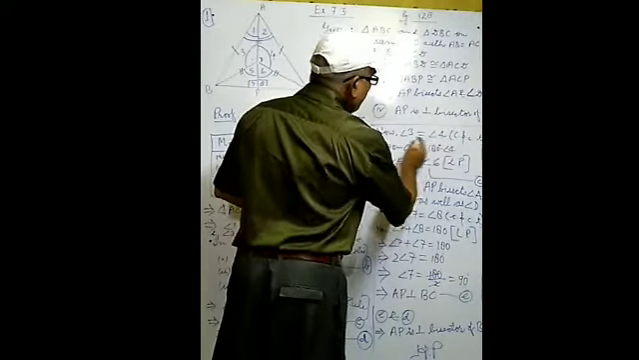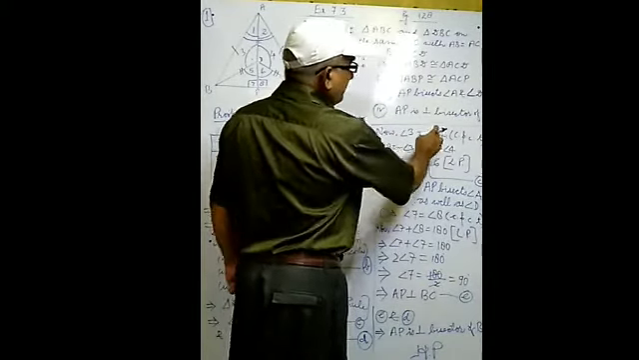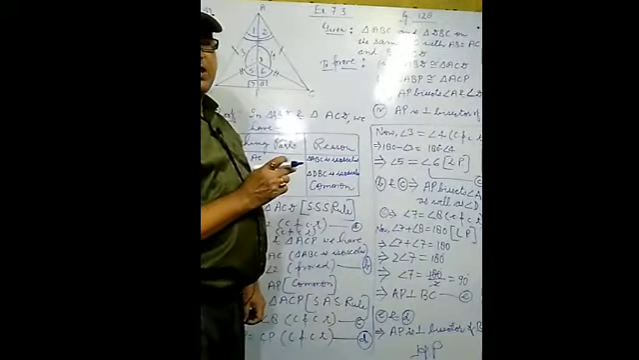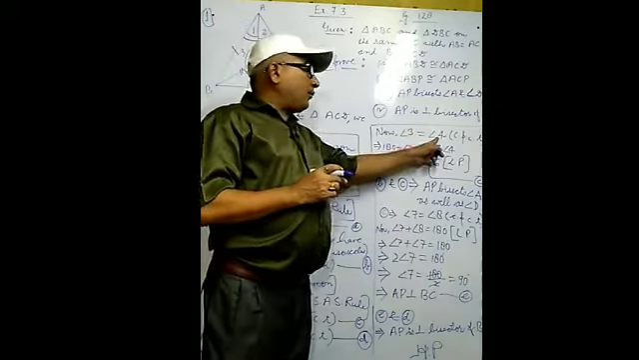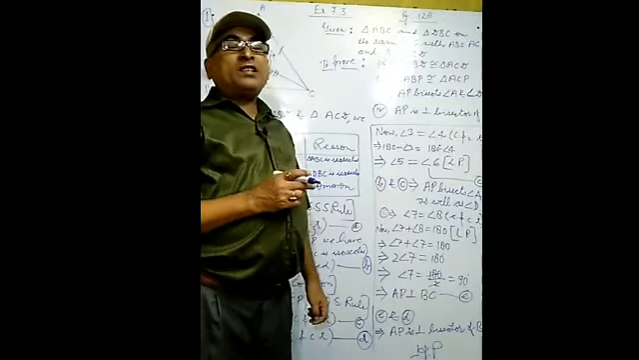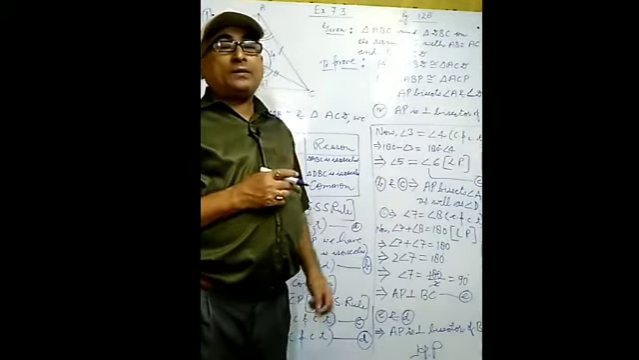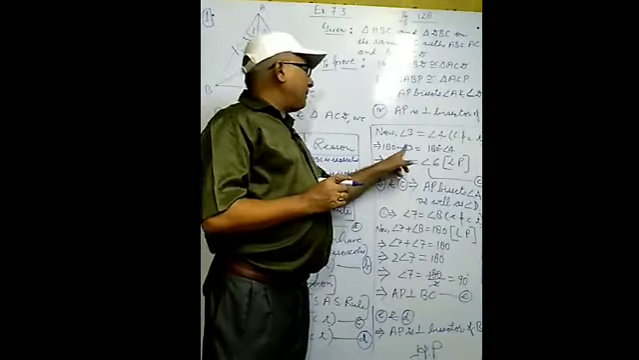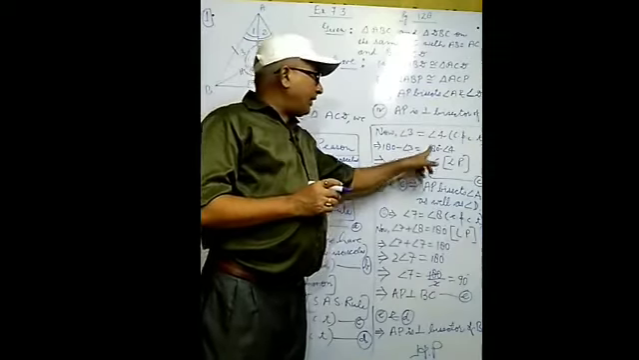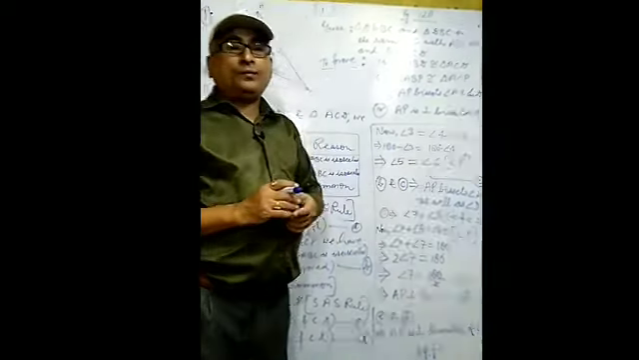So we can write 180 degrees minus angle 3 equals 180 degrees minus angle 4. Why is it so? Because angle 3 equals angle 4. If angle 3 equals angle 4, it can be subtracted from an equal quantity, and the remainder will also be equal. So 180 degrees minus angle 3 equals 180 degrees minus angle 4.